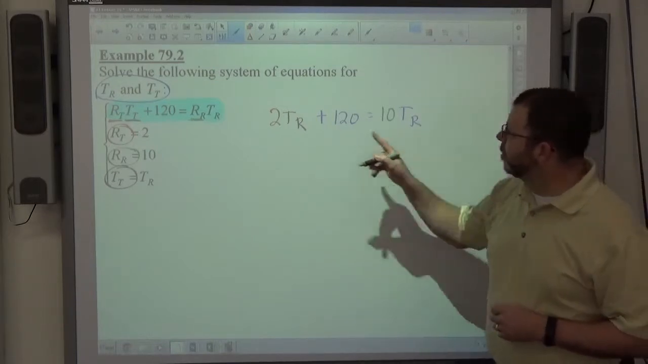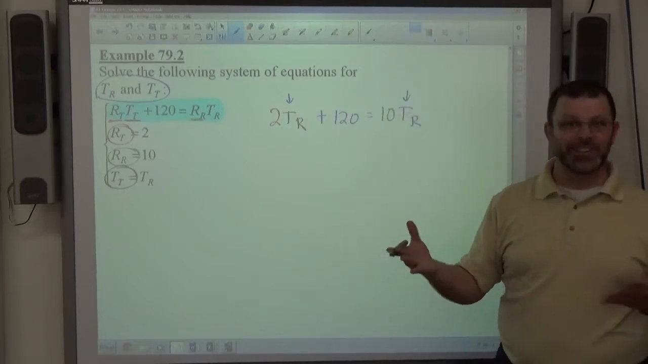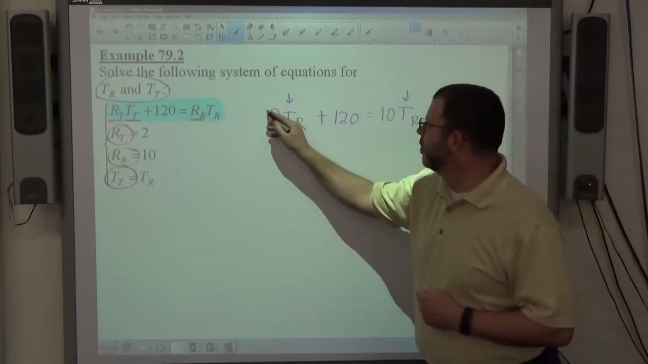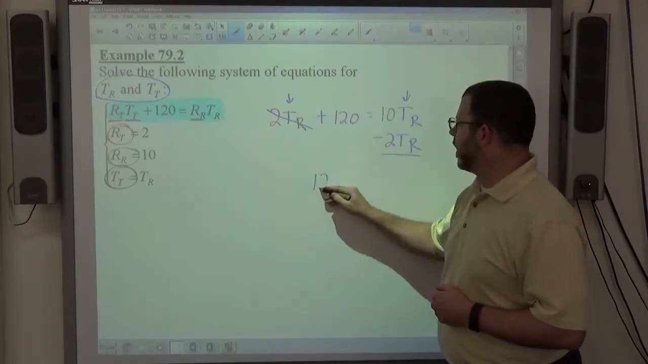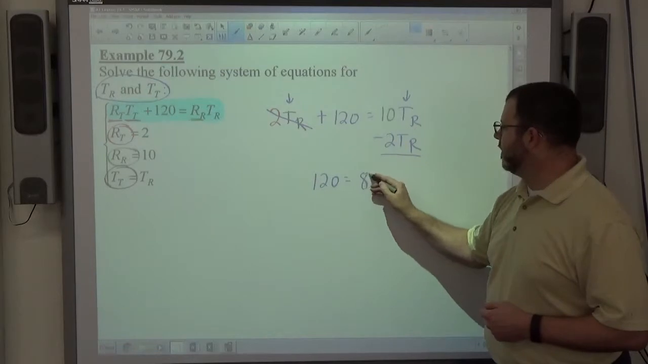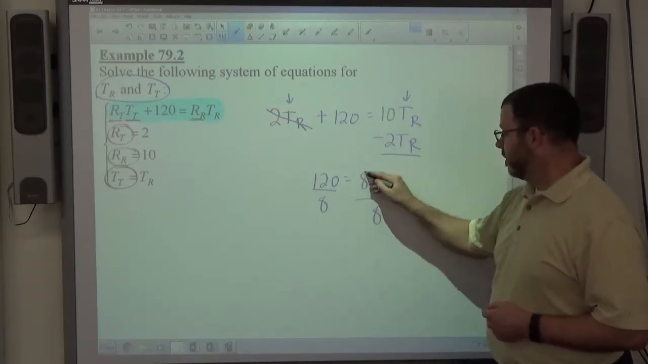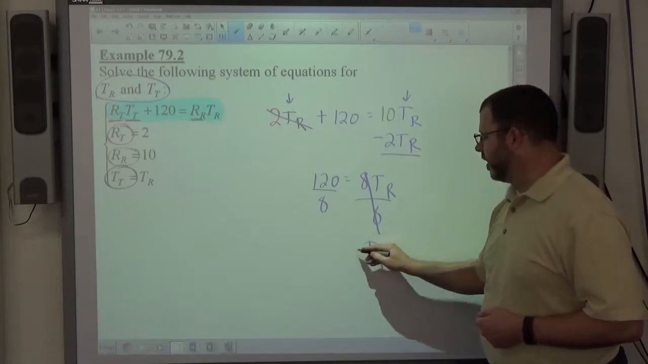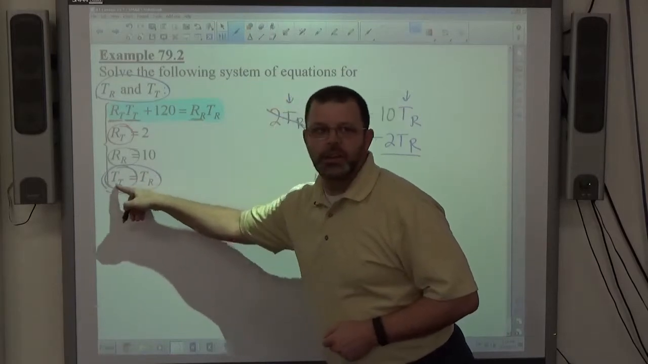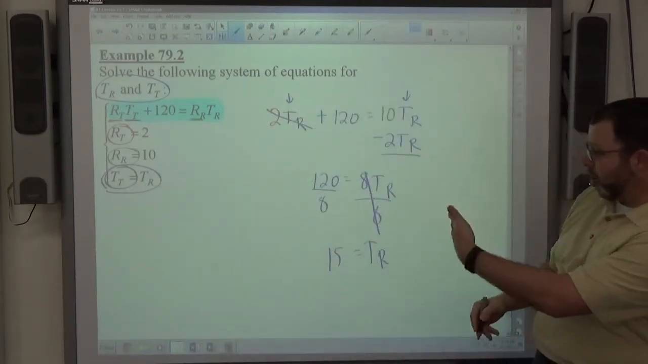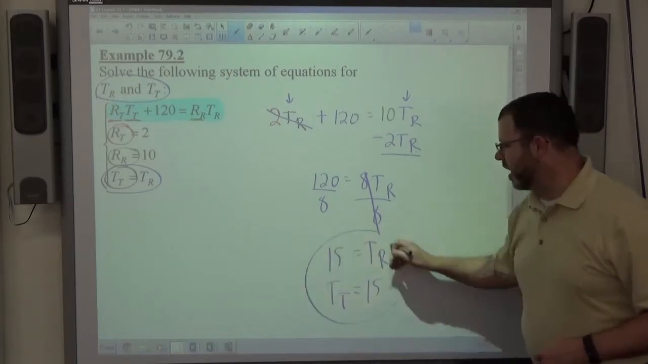Once I've done all the substituting, notice t sub r, t sub r. Even though I've got more than one variable, it's the same variable. So now if I move this to this side, minus 2 t sub r, I end up with 120 is equal to 8 t sub r. Divide by 8, exactly. That gets me t sub r is equal to 15. And this fact here says that t sub t and t sub r are equal to each other. So if I know t sub r is 15, t sub t must also equal 15. And just like that, I found both answers.